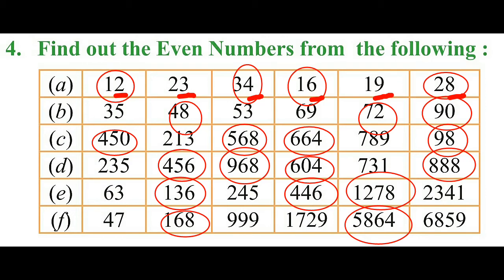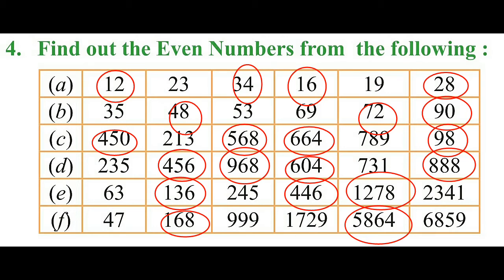So next is 28. Here you can see at ones place it carries 8. 8 is a multiple of 2. That's why 28 is an even number, right? Now let's try B part. 35 is an odd number. 48 is an even number. 53 is an odd number. 69 is an odd number and 72 is an even number and 90. Here if any number has 0 at one's place, then this number is called an even number, right?